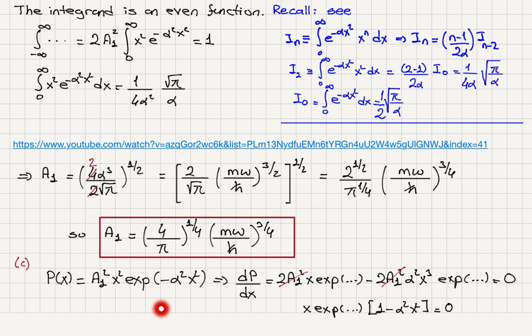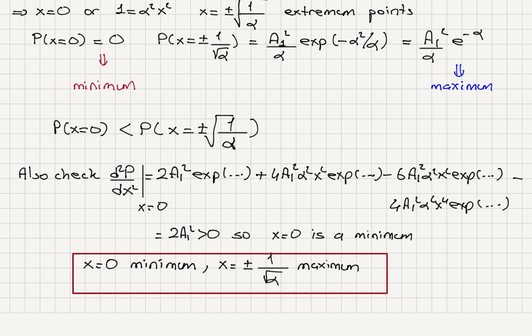Now in part C, I have this probability density function. I take its derivative with respect to x to find the extremum points. Extremum points are x equals 0 and x equals plus or minus 1 over square root alpha. I can find which one is minimum and which one is maximum by direct substitution, so that's what I did here. Or I can take the second derivative at x equals 0 and see that it's a positive quantity, which means there's positive curvature at this extremum point. That means it's a minimum. So x equals 0 is a minimum, and plus or minus 1 over square root alpha is a maximum.